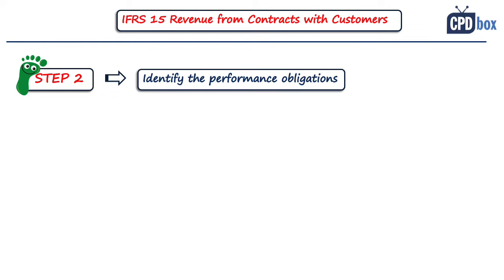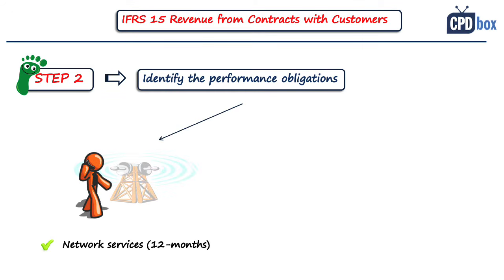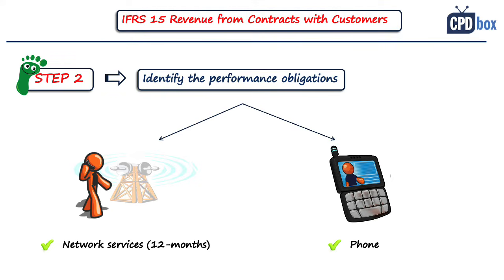These are simply the promises that a telecom company made to Johnny in that contract, and we have 2 here. The first one, network services or connection for 12 months, and the second one is the phone that the company gives to Johnny right away after signing that contract. I'm not going into details of each step here. You can see that in the other videos or on my website too. So this is just a basic demonstration, right?